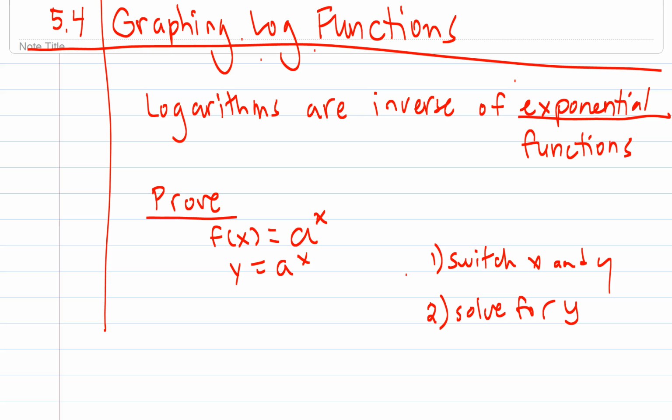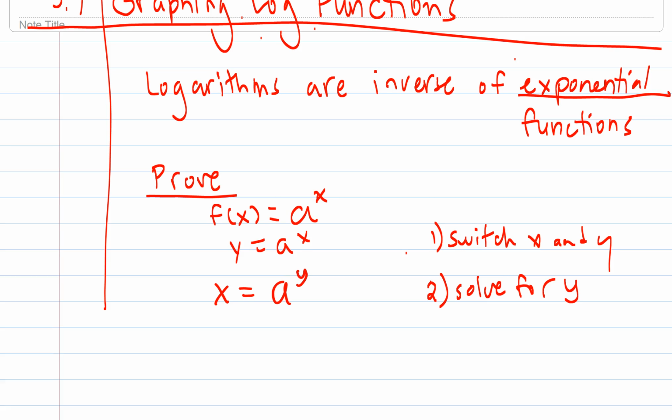Here's a quick proof for why we know logarithms are the inverse of exponential functions, because we already know how to get inverses. Let's take the equation f of x equals a to the x. This is an exponential function. How would I get the inverse of that? Well, we would take x and y and switch them. So f of x is y. Take this x, take this y, and switch it. We get x equals a to the y.